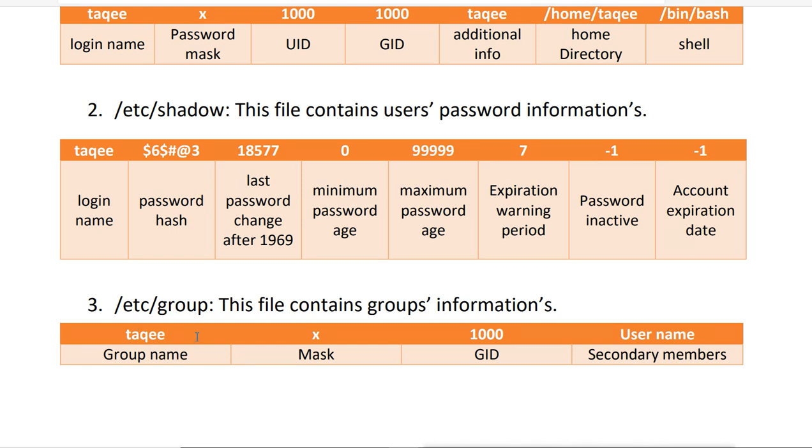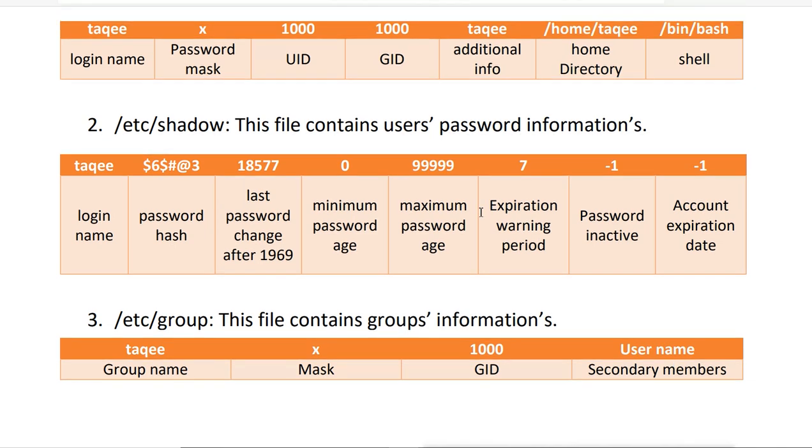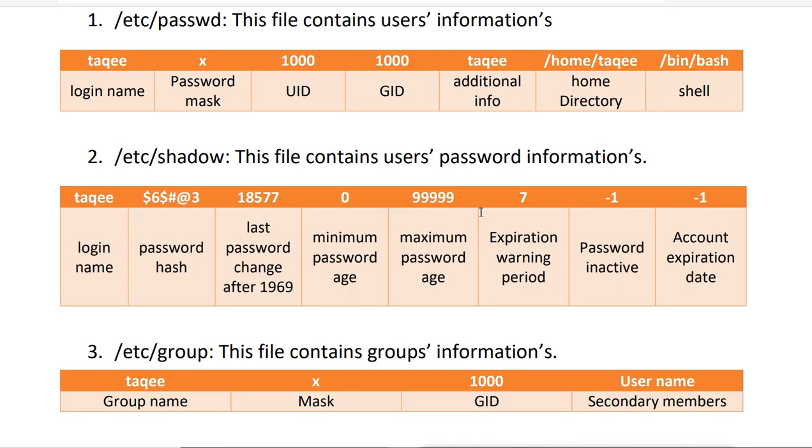When you open the file, you will see the group name first, then again the mask for the password, and then the GID of that group. Then you will see the secondary members, and after that all the secondary members' names. Now I will show you the file. First we will create a user account. Let's see how you create the user account in our system.